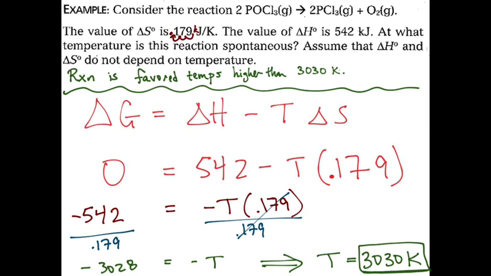When both signs are positive, it's favored at temperatures above that mystery temperature. When both delta S and delta H are negative, we would have said the reaction is favored at temps lower than 3030 Kelvin, because when they're both negative, those are favored at relatively lower temperatures. Relative to what? To whatever you get when you solve for T using this equation. Not relative to what feels hot or cold to the human being.